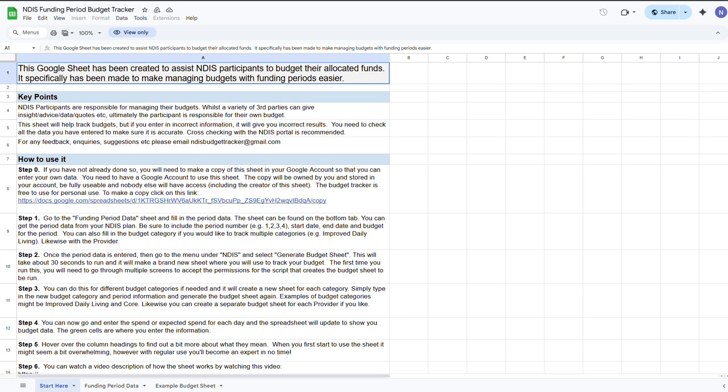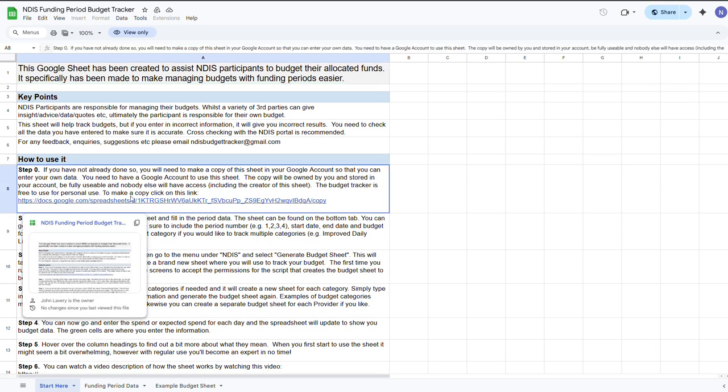What I'm going to do now is show you how to work this spreadsheet. The first thing we have to do is make a copy of the sheet. A template's provided, and you have to have a Google account in order to use the sheet. You'll make a copy of it, and that copy will be yours. No one else will be able to see it unless you share it with someone else. You can access it from any computer or device you have, but you do need to have a Google account in order to use this sheet.